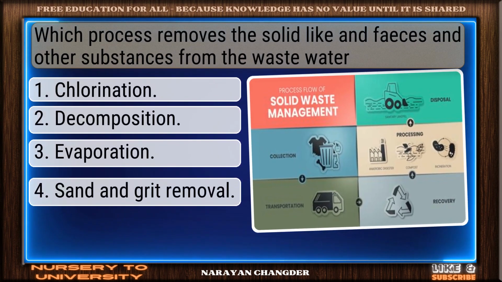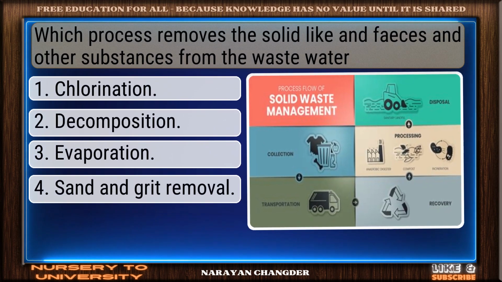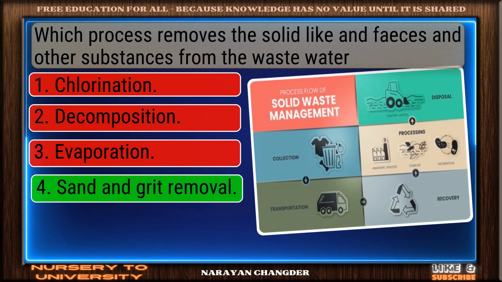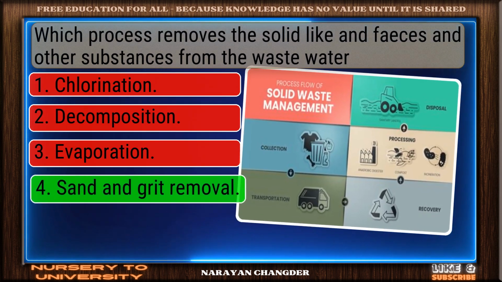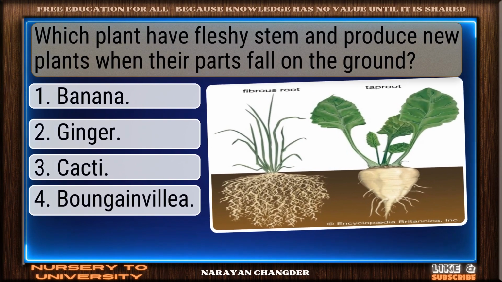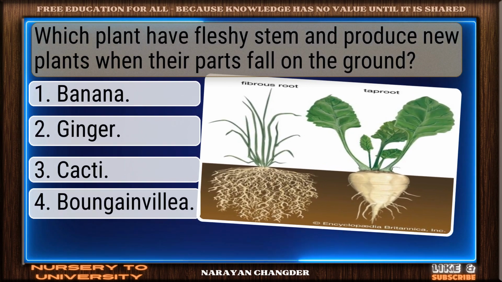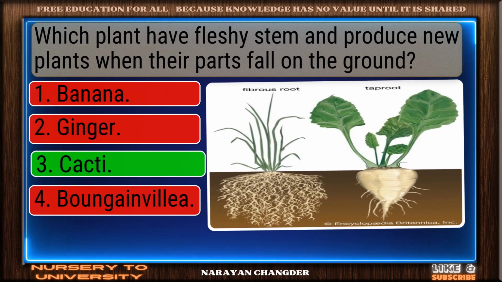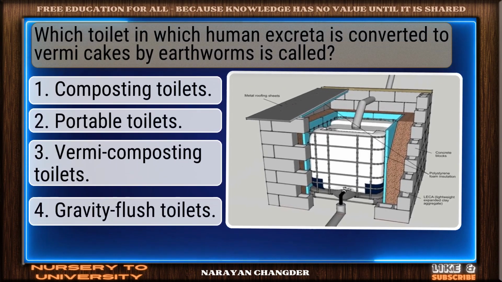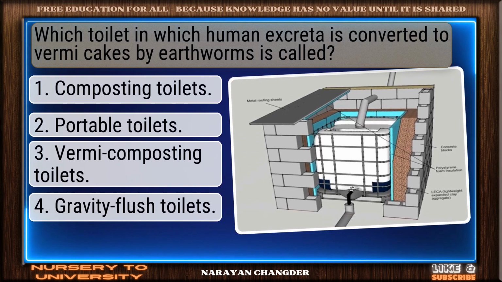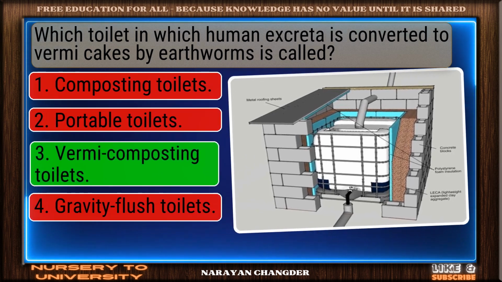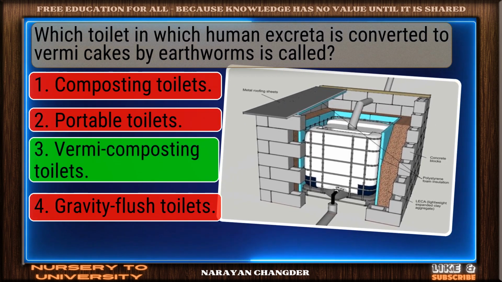Question number 22. Which process removes the solids like feces and other substances from the wastewater? Valid point. Sand and grit removal is true. Question number 23. Which plant has a fleshy stem and produces new plants when its parts fall on the ground? Well done. Cacti is the right choice. Question number 24. Which toilet in which human excreta is converted to vermicakes by earthworms is called? Excellent. Vermi-composting toilets is a brilliant choice.